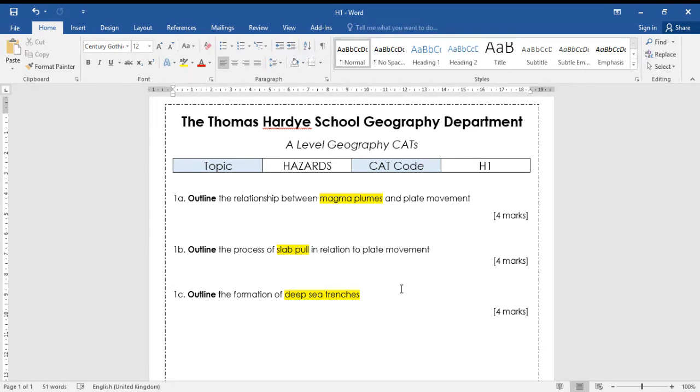So think about trying to explain how those processes at a destructive plate boundary lead to us getting this long, narrow depression that runs parallel to the plate boundary. Go back and have a look at your notes for these things. That will help you clarify some of these processes. And as ever, get in contact with your geography teacher if you're not sure about what you should be doing.